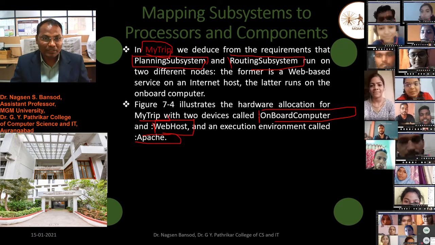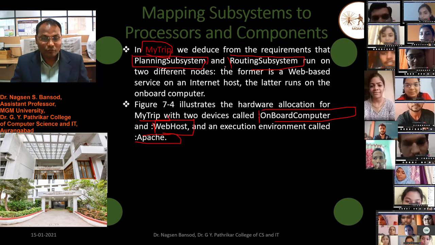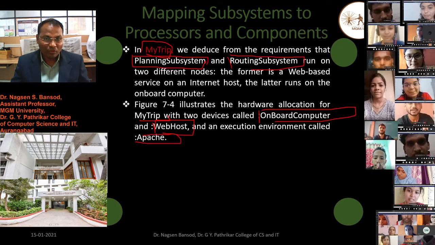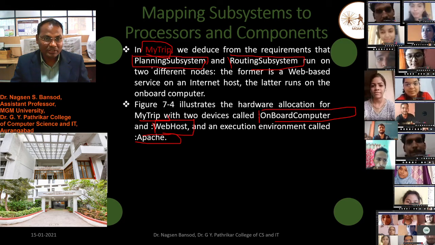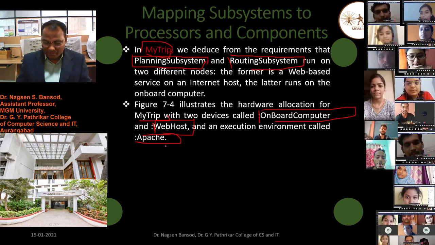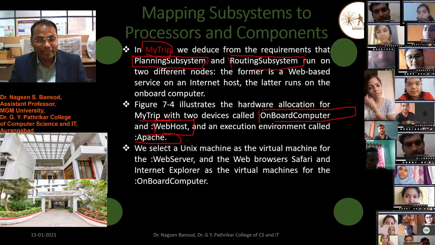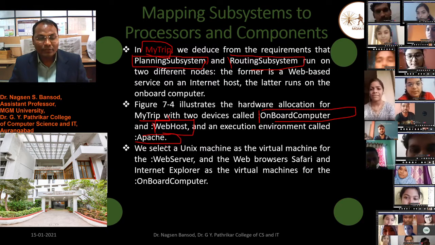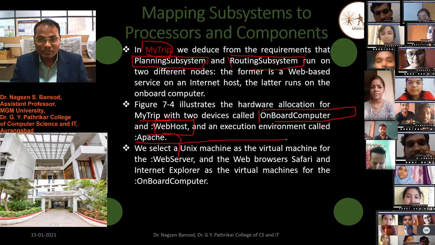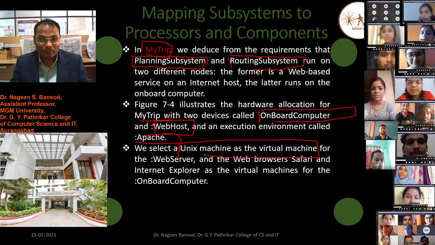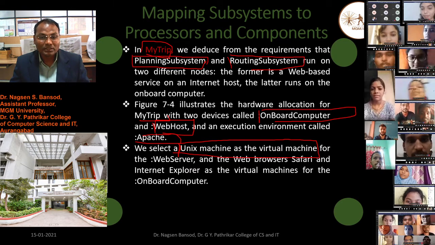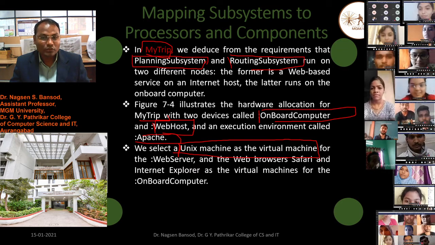On these two computers this software will be executed, and for implementing the routing subsystem, planning subsystem, web host and onboard computer, the Apache server is used. Apache's environment is used. We select a Unix machine as a virtual machine. Like we see in Oracle Virtual Machine, a similar kind of machine is used to install MyTrip. Unix machine as a virtual machine.